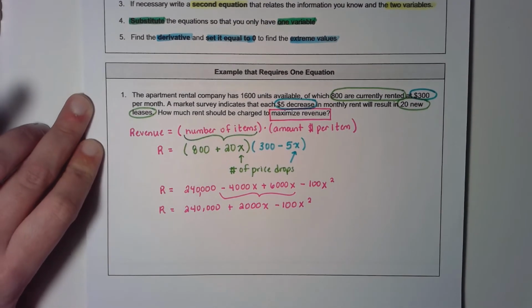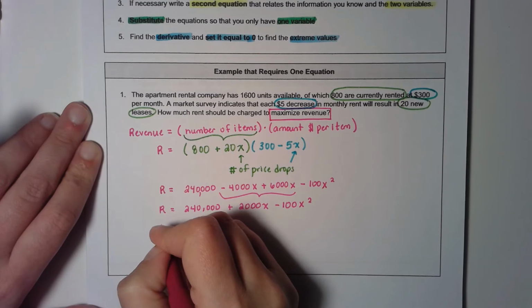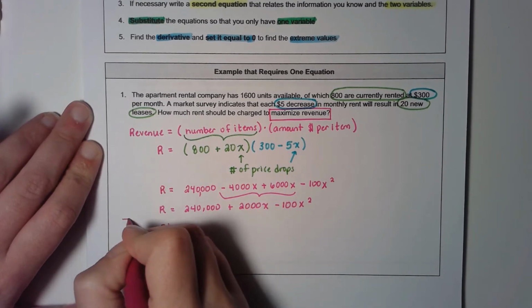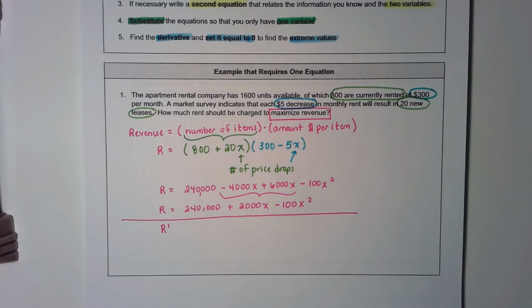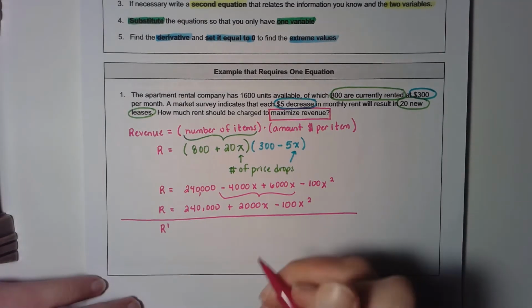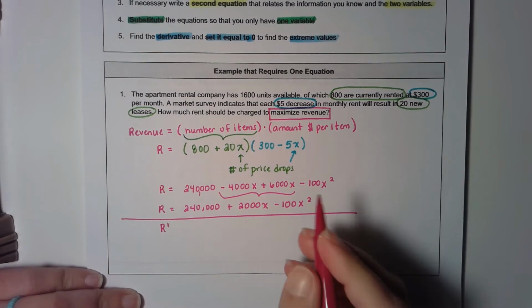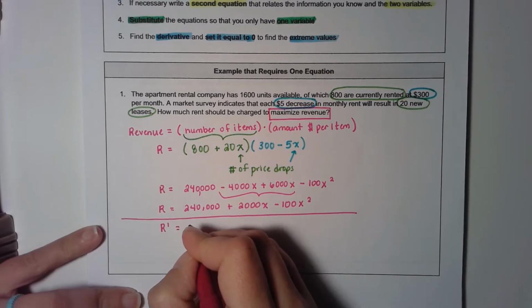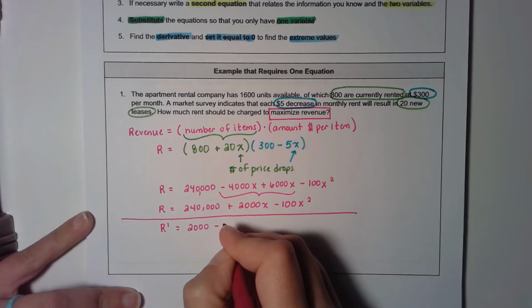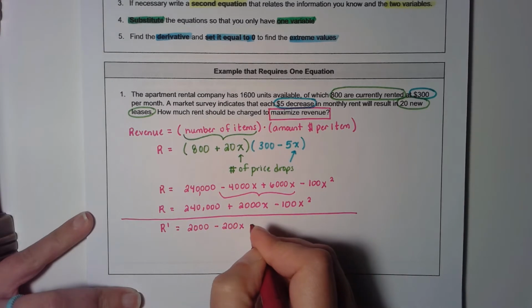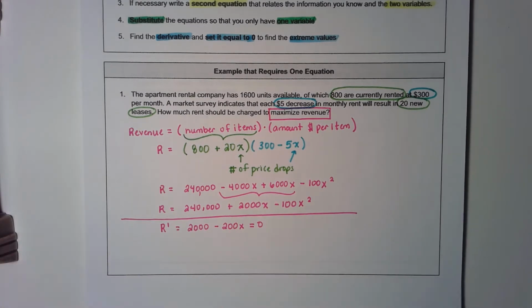Once you have a simplified equation, then you can take the derivative. So I'm going to draw a line here because I want you guys to really understand that after this step, we're now working with the derivative equation. The derivative of this number would be 0. The derivative of 2000x would just be 2000. And the derivative of negative 100x squared would be negative 200x. And we're going to set that equal to 0 to find the maximums and minimums.